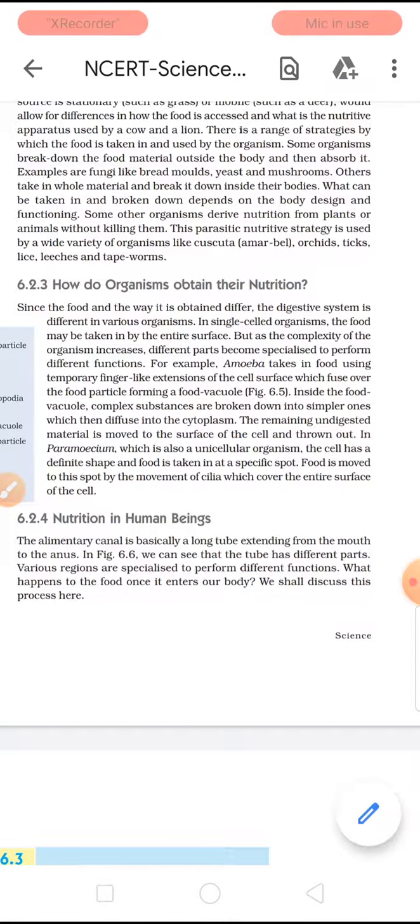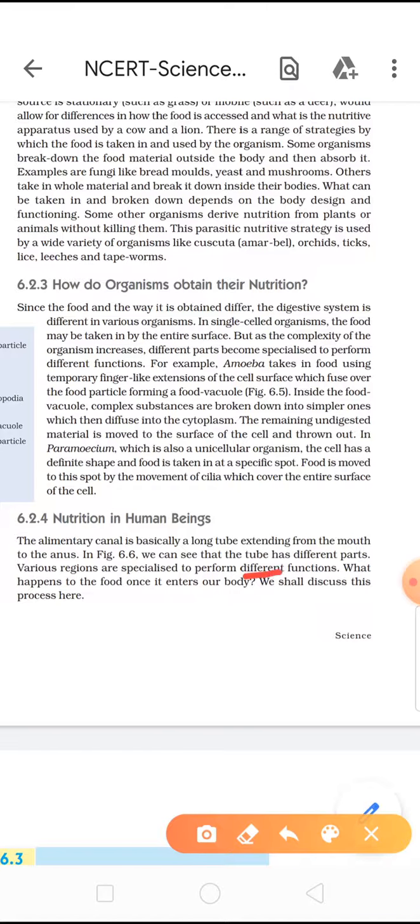In figure 6.6, we can see that the tube has different parts. Various regions are specialized to perform different functions. Okay, so this we have explained that the various regions are present in the alimentary canal. Which are these regions? The mouth, the stomach, small intestine, large intestine. Okay, and all these regions, what they are doing? They have different functions to perform.